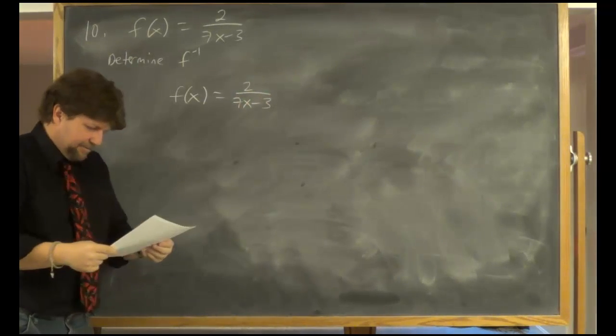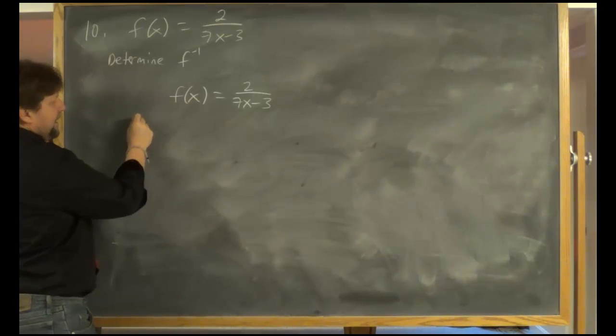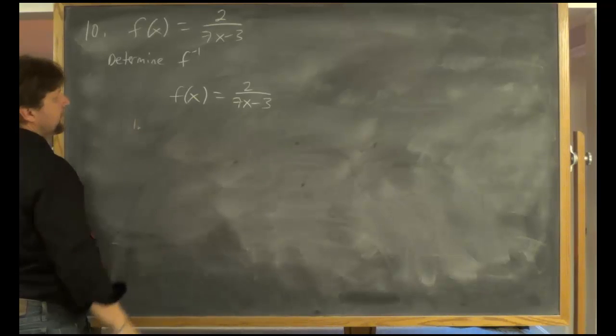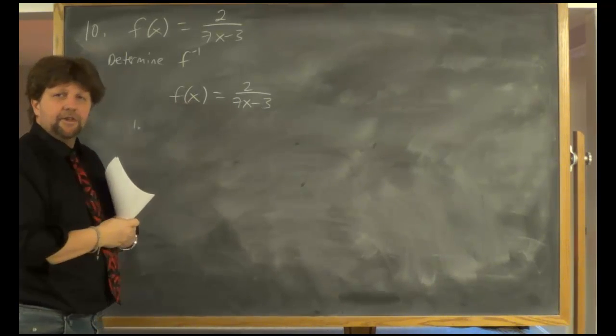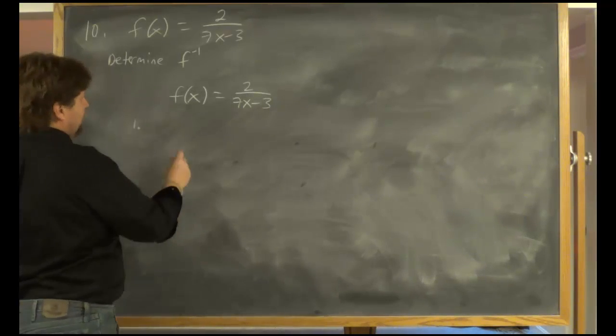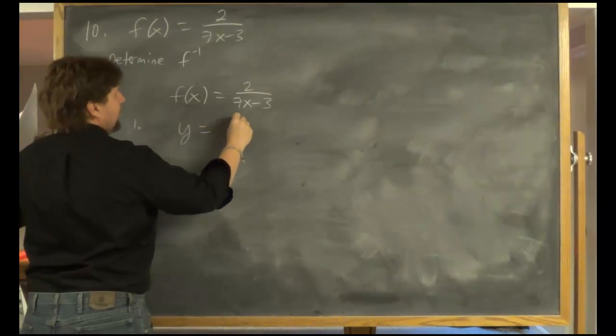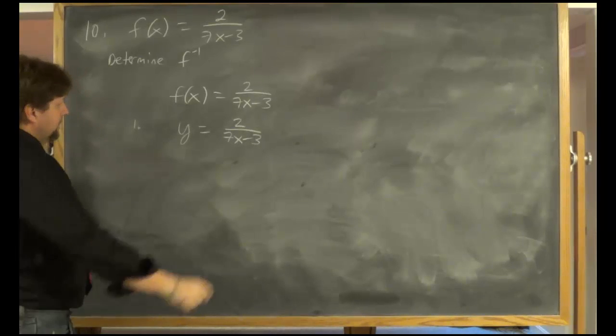Okay, and I have a 4-step process, and I'll write the steps out here to the side. Step 1, a pretty easy step: replace the function notation, that's f of x here, with the variable y. So look, step 1, pretty easy. I replaced f of x with y.